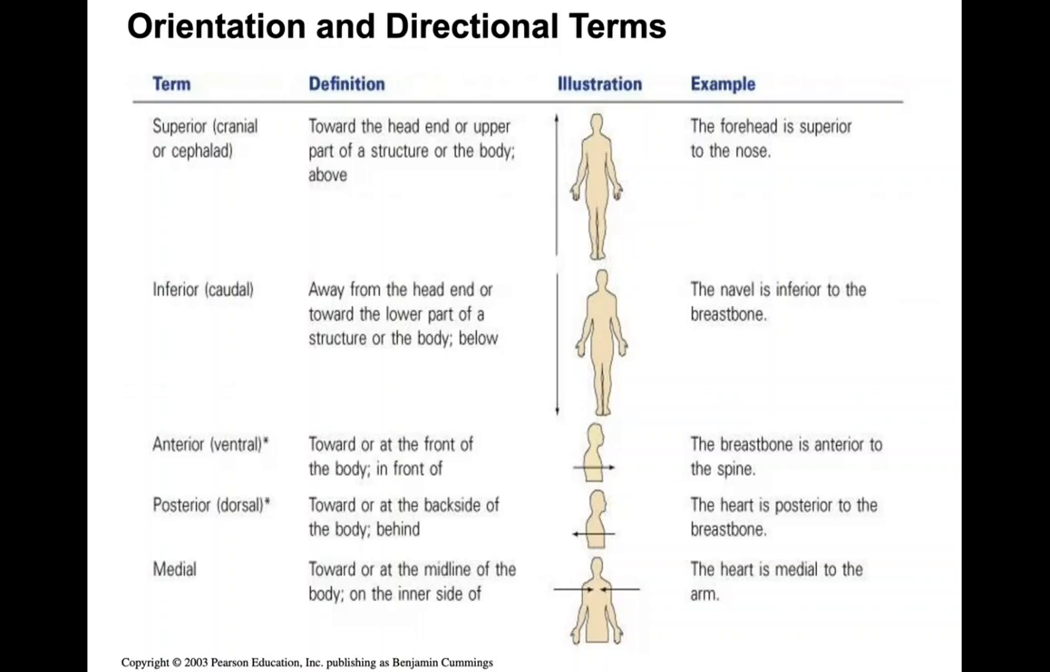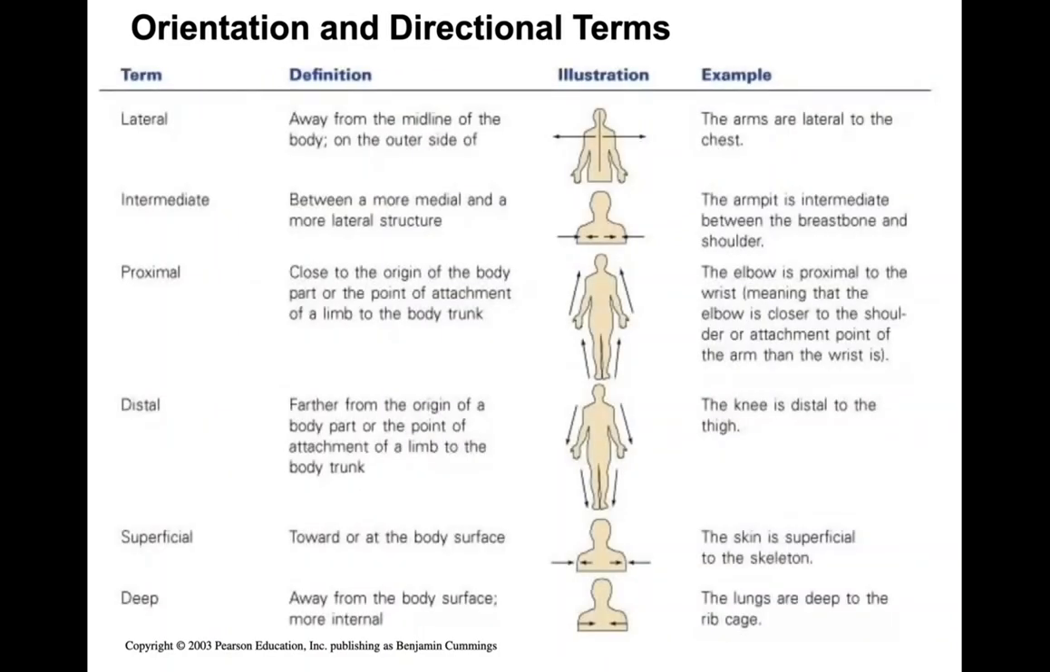So cephalic, superior, is going to be towards the head. Inferior, caudal, is going to be away from the head towards the bottom part of the body, sometimes meaning towards the tail. You can use it to describe things relative to one another. Navel is inferior to the breastbone. Anterior, ventral, is towards the front of the body. Posterior, dorsal, is towards the back side of the body. And medial is towards the midline of the body.